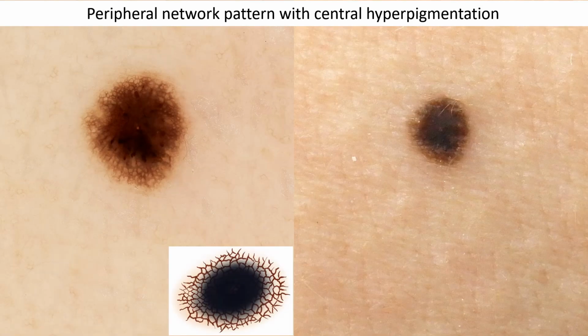And then we have a peripheral network pattern with central hyperpigmentation. The dark structureless area in the center is often called a blotch, and it's due to the heavy pigment throughout the epidermis down into the papillary dermis.